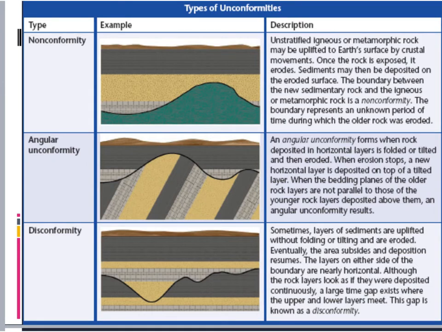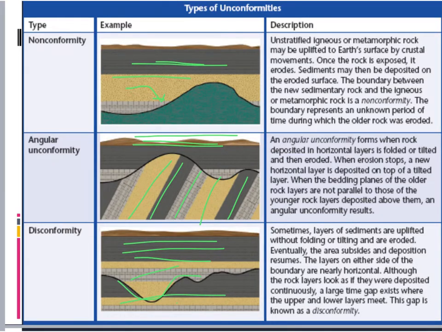So there's the nonconformity. There's the non-horizontal rock, so you have horizontal layers on top of the non-horizontal. Here we have the tilted or angular rock, with horizontal layers on top. That's the angular unconformity. And the disconformity is where we've got horizontal rock, non-horizontal, and horizontal again. So it's kind of like a sandwich between horizontal rock.